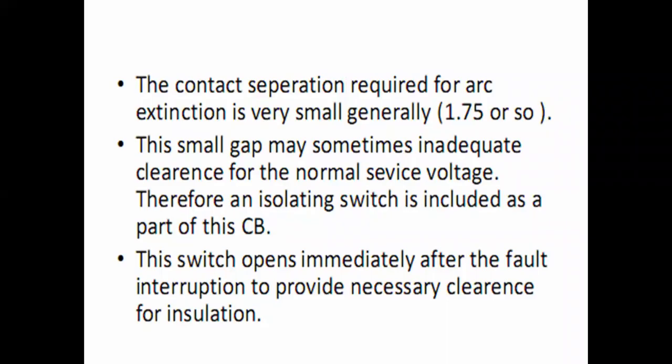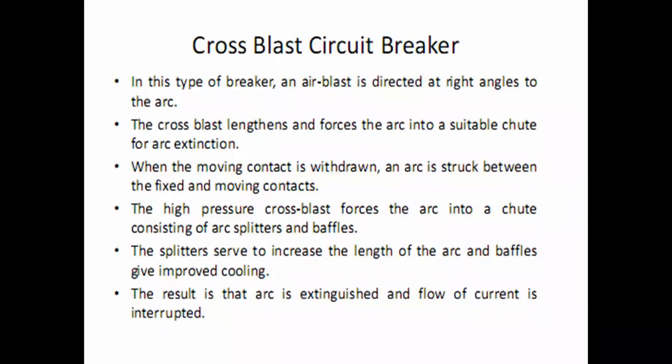So basically, these are the disadvantages of the axial blast circuit breaker, because it can be used only for an arc generated with a very low capacity. The gap is sometimes very small. Therefore, we also have to include an isolating switch as a part of the circuit breaker, and the switch opens immediately after the fault interruption to provide the necessary clearance for the insulation. So these are basically the three disadvantages of this axial air blast circuit breaker.